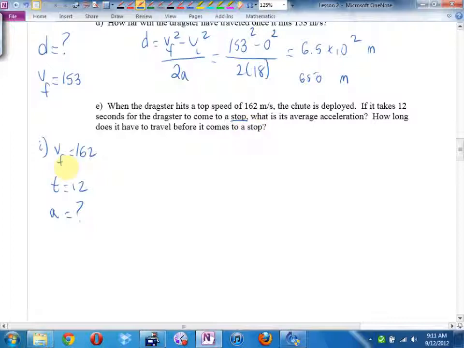Sorry, I did this wrong, didn't I? Mr. Dewick made a mistake. I never make mistakes. VI is 162, and VF is 0. Sloppy, Mr. Dewick. Okay, so I'm looking for an equation that has VF, T, A, and VI. Oh, and let's get the A by itself.